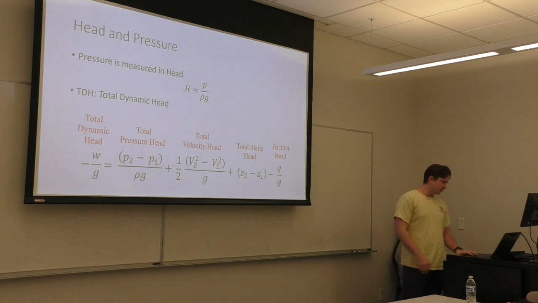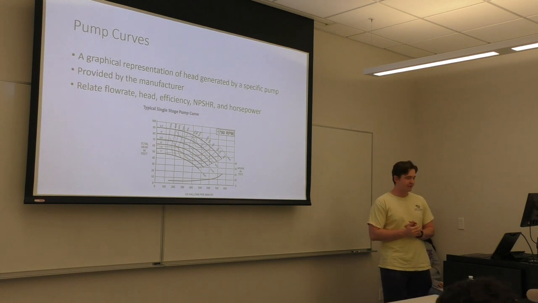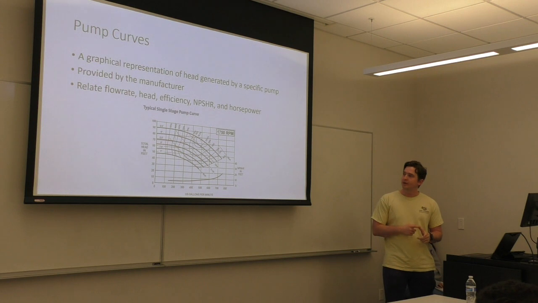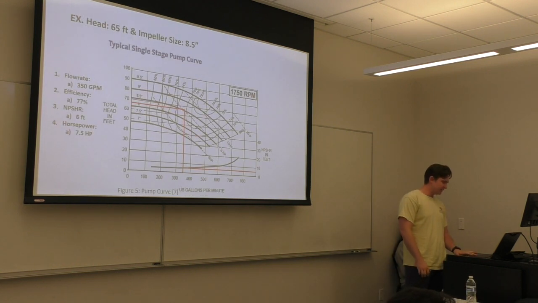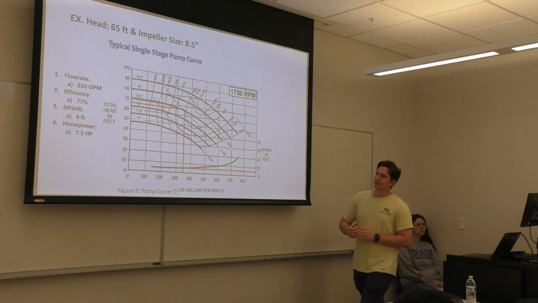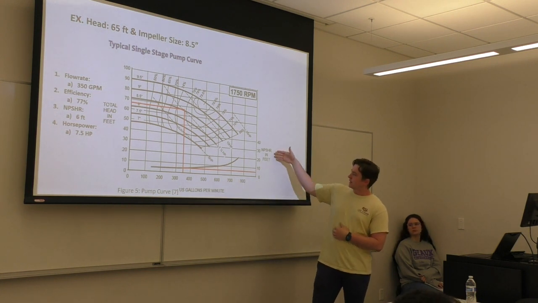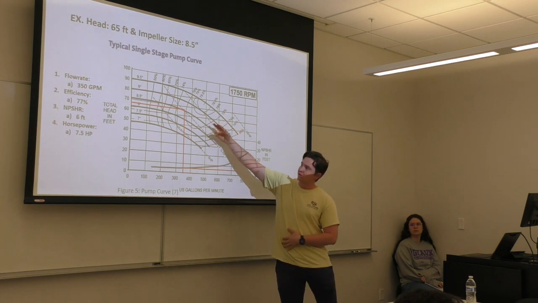So as I mentioned before, total dynamic head can be used for pump curves. A pump curve is a graphical representation of head, and this is typically provided by the manufacturer and helps relate flow rate, head, efficiency, net positive suction head required, and horsepower. So here is a better view of a pump curve. On this slide right here, you have total dynamic head. Right here is GPM flow rate, net positive suction head required, and then right here we have our horsepower as well as our efficiency curves.